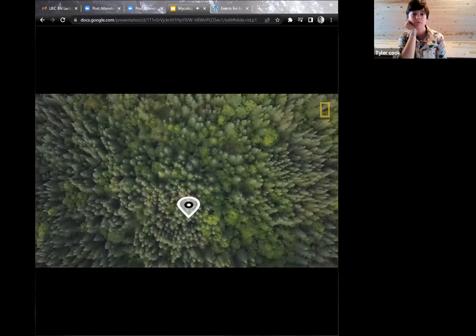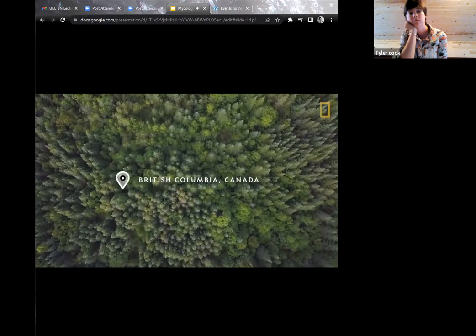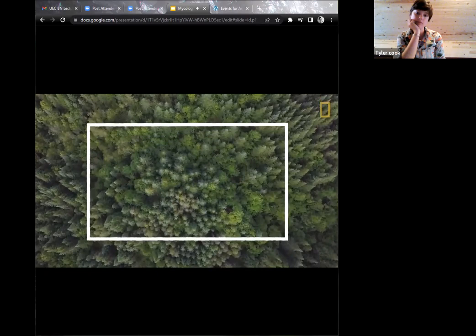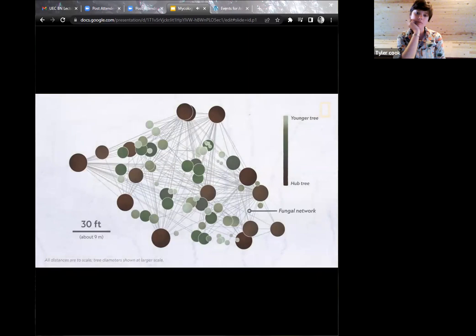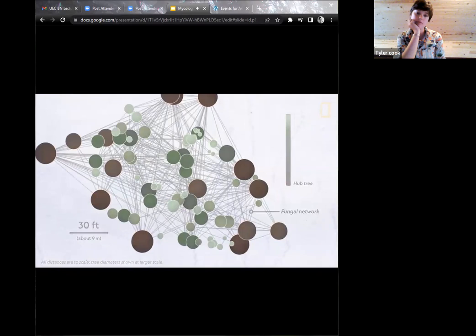So, how many trees are really talking to each other? To get a better picture of these forest relationships, a team of researchers used DNA analysis to map a fungal network in a patch of Canadian forest. Remarkably, they found that one tree was connected to 47 other trees.